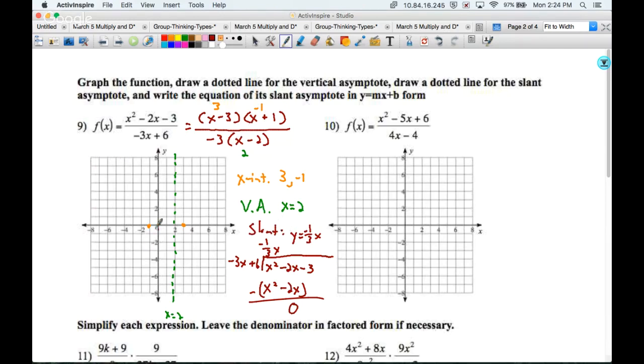All right, so let's add in a dotted line for that. I'll add it in this red color. Down 1 over 3, down 1 over 3, down 1 over 3, up 1 backwards 3. There's the slant asymptote.